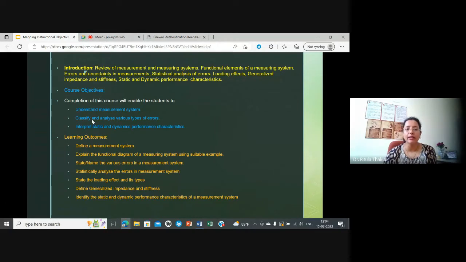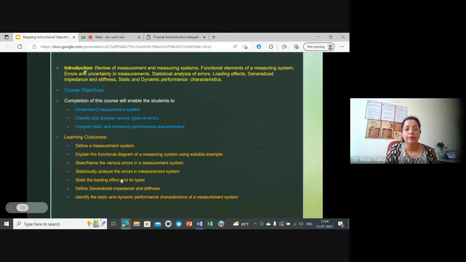Then again, the second course objective is classify and analyze various types of errors. From this particular course objective, again, I can make 2, it can be 2 or 3 more also, learning outcomes. For example, name the various errors in a measurement system, statistically analyze the errors in measurement system. Similarly, the third course objective is interpret static and dynamic performance characteristics.